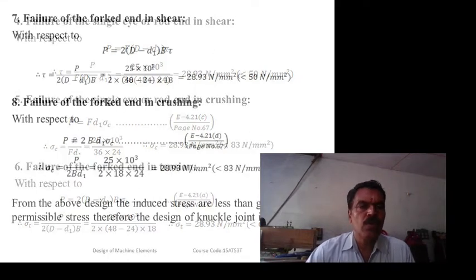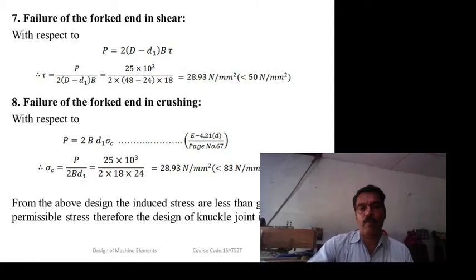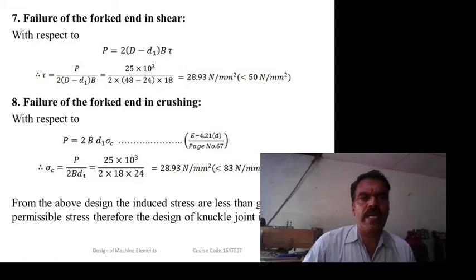Next, point number 7: failure of the forked end in shear. What relation applies here? P is equal to 2 into (capital D minus d1) into B into tau, because shear stress is applied here. What we calculate here is the shear stress, tau. So tau is taken outside, and by substituting all these values you get the tau value. Therefore shear stress is 28.93, the same answer, Newton per mm square, and it should be less than the given permissible value of 50 Newton per mm square. Hence the design of the forked end is safe in shear.